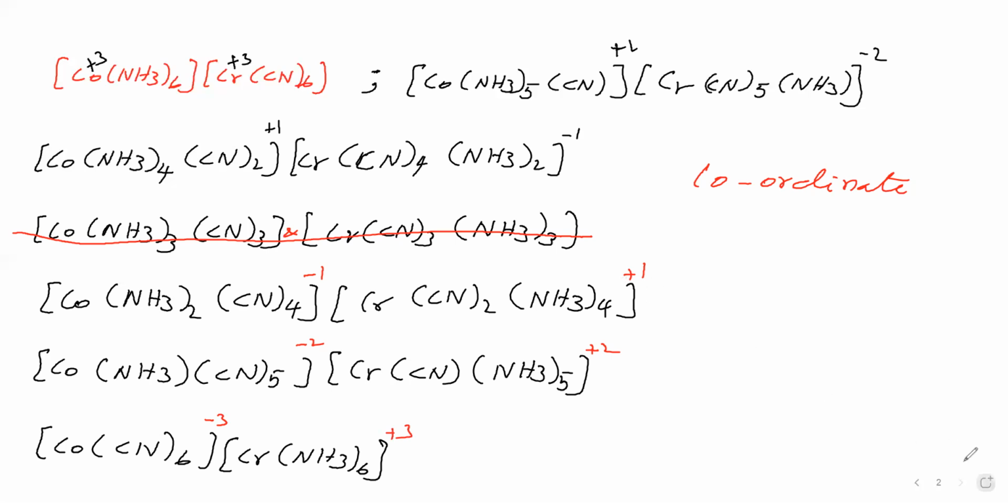Next, we will see structural isomerism. We are taking Co(NH3)5(NO2).